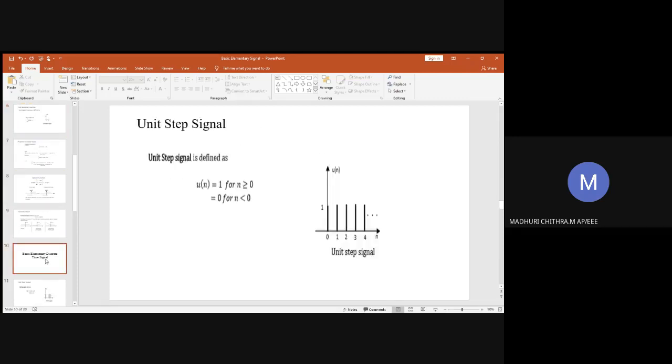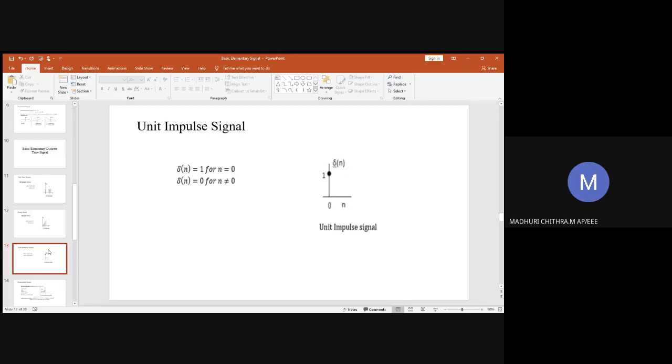So in discrete time signals, what is the representation? Del of n equals 1 for n equal to 0, and del of n equals 0 for n not equal to 0. Okay, so this is the discrete time signal, and the discrete time impulse signal is represented in this way.